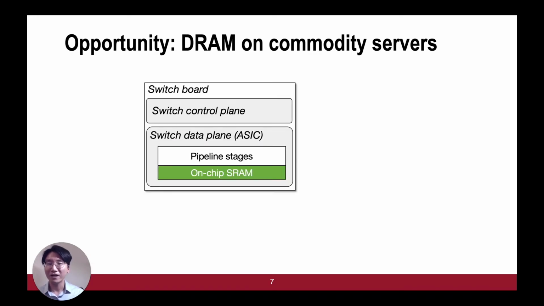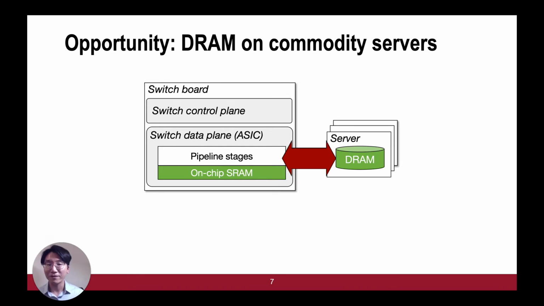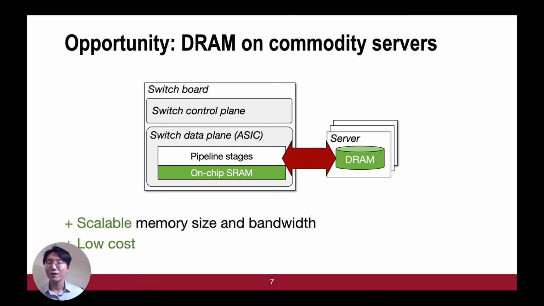Fortunately, we found another opportunity outside the switch, which is a bunch of DRAM available on servers connected to the switch. So if we can somehow utilize that DRAM on servers to store large lookup tables, it could be a solution that provides scalable memory size and bandwidth at a lower cost, since it just uses existing switches and servers in the network.